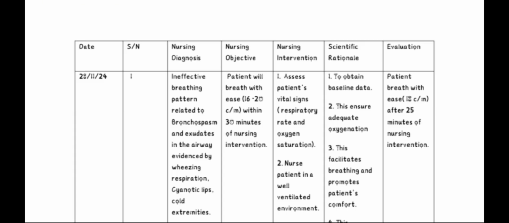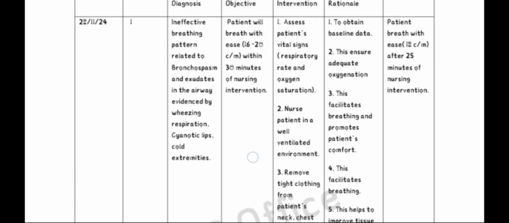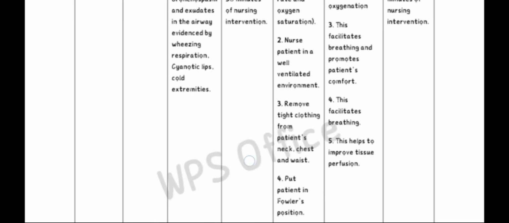So what are the nursing interventions? Number one, you assess the patient's vital signs with emphasis on respiratory rate and also on oxygen saturation. And why are you doing this? It is to obtain baseline data. You can also do this intermittently, which is checking the vital signs intermittently, to monitor the progress of management. Then number two, you nurse the patient in a well ventilated environment, and this ensures adequate oxygenation. Number three, remove tight clothing from the patient's neck, chest, and waist, and this facilitates breathing and promotes the patient's comfort.